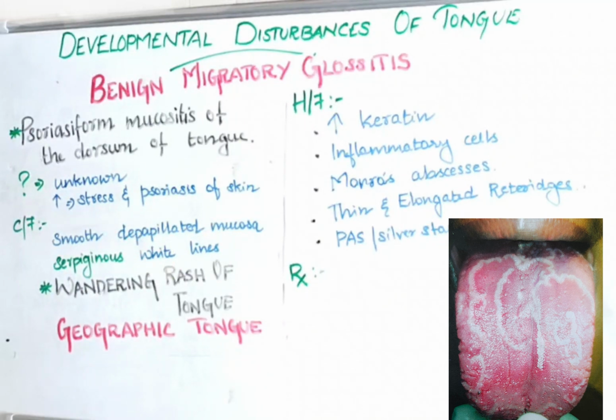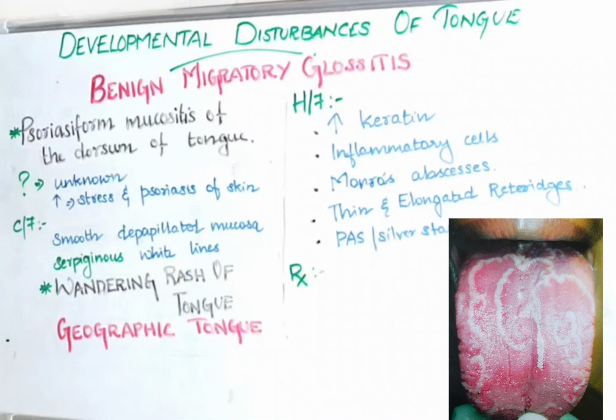Coming to the next video in Developmental Disturbances of Tongue. In this video we will be discussing Benign Migratory Glossitis, or commonly known as Geographic Tongue. As with any other pathology, what we do first is try to understand the meaning of the pathology from the name. So first, we will try to understand the term Benign Migratory Glossitis.